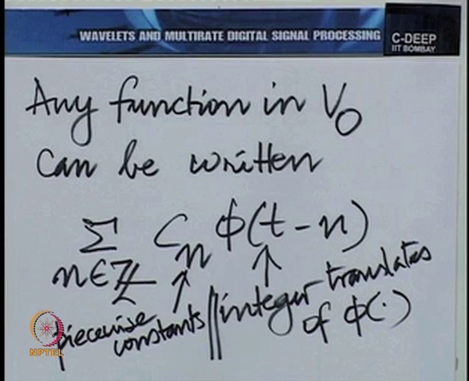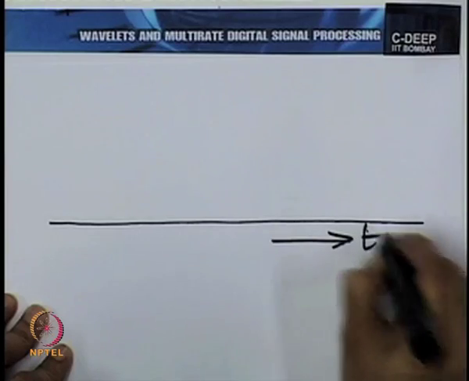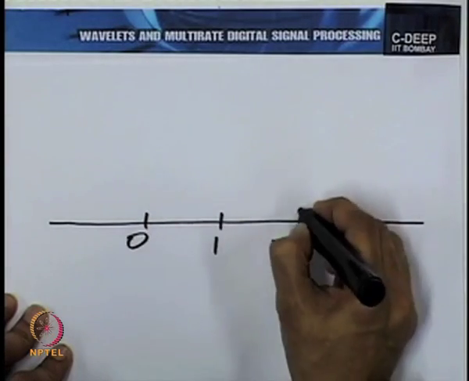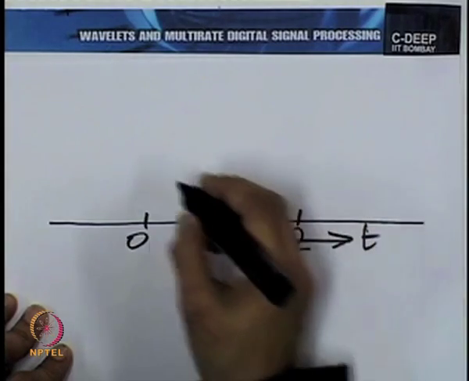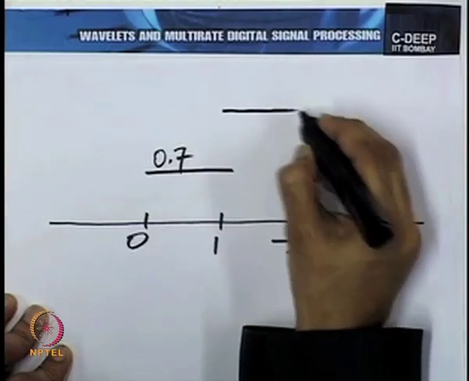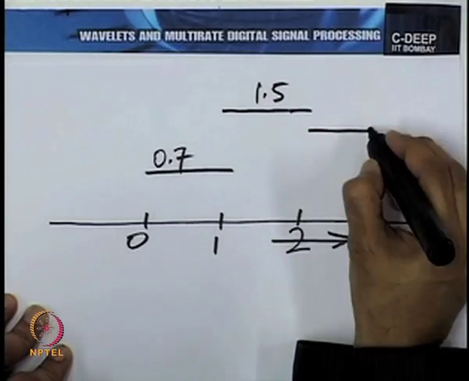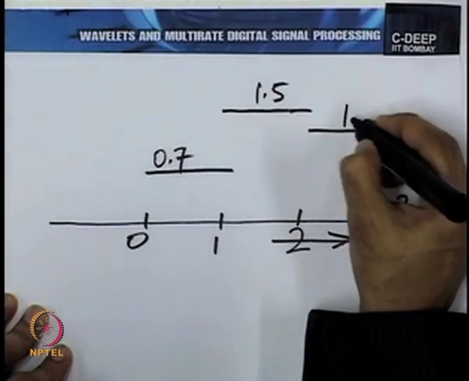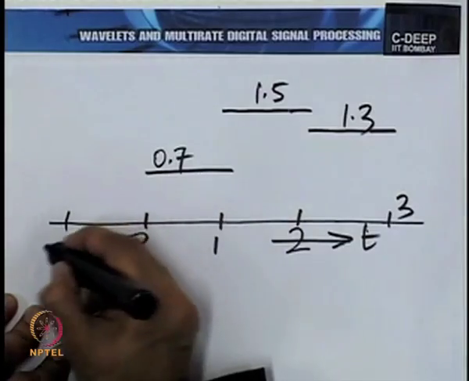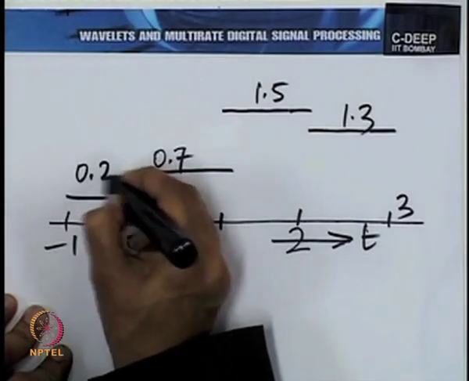Just to fix our ideas, let us take an example here. Suppose I have this example of a function in V 0, all right. So, I have 0, 1, 2 and 3 and so on. The value here is, let us say 0.7, the value here is 1.5, the value here between 2 and 3 is 1.3, the value between minus 1 and 0, let us say is 0.2 and so on, and this could continue.